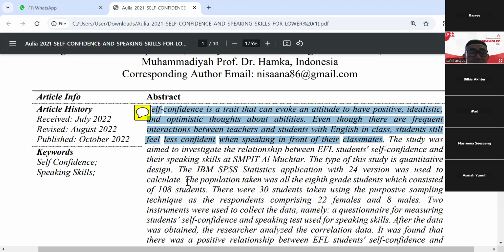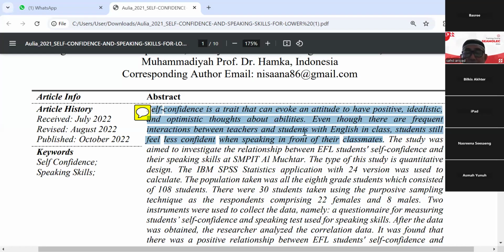So this is the background. What kind of background? Is it a problem or a research gap? What do you think? What is the type of the first sentence here? What is it about? Students still feel less confident. Yeah, this is the problem.